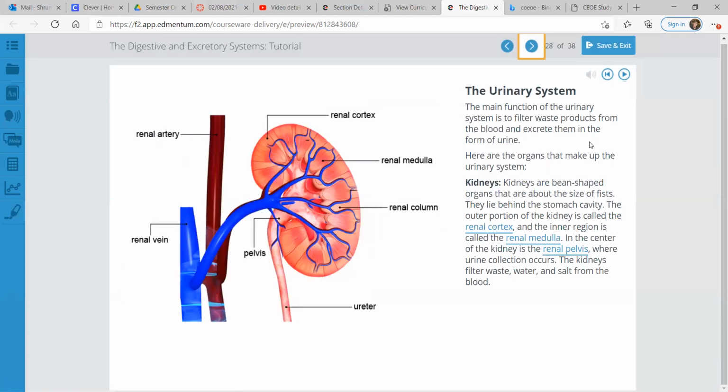So let's focus on the urinary system for now. The main function of this system is to filter waste products from the blood and excrete them in the form of urine.